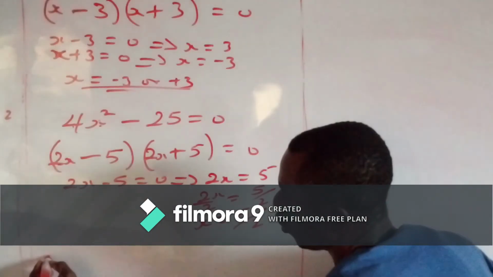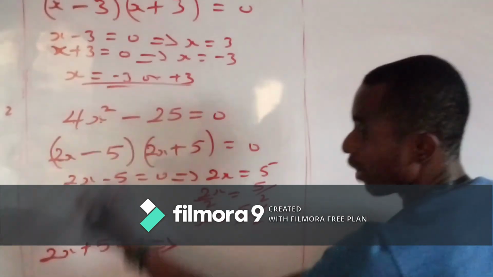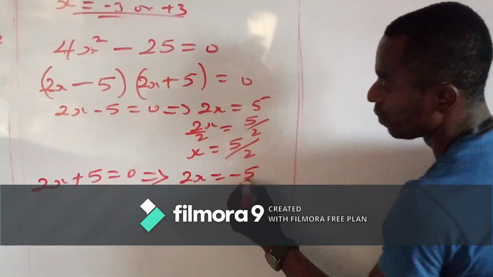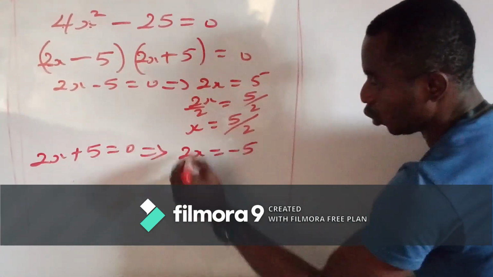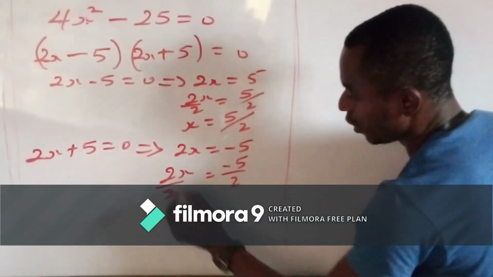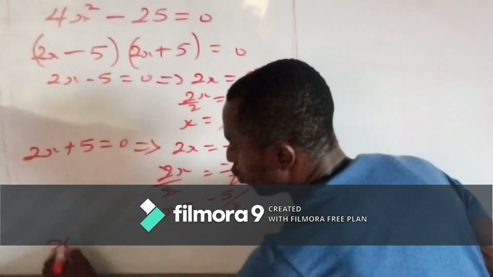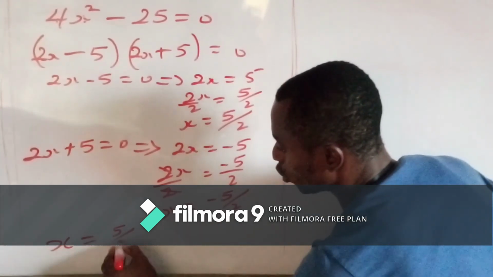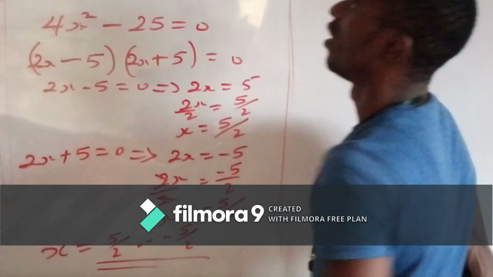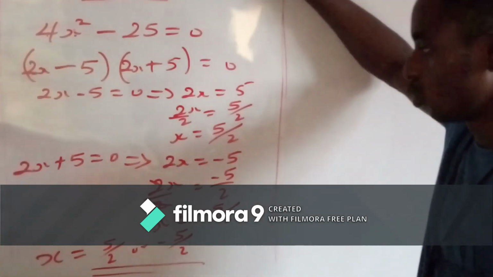Equate this to 0. 2x plus 5 equals 0 implies that we bring this 5 and it becomes minus 5. So 2x equals minus 5. Divide both sides by 2. 2x over 2 equals minus 5 over 2. x equals minus 5 over 2. Therefore, the root of the equation is x equals 5 over 2 or minus 5 over 2. This is an example of difference of two squares.